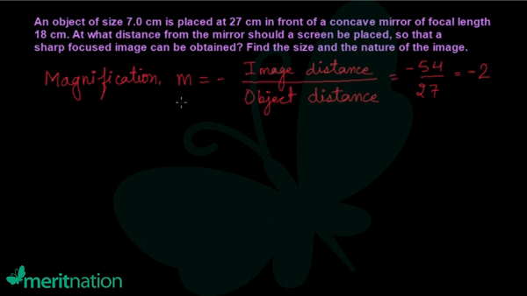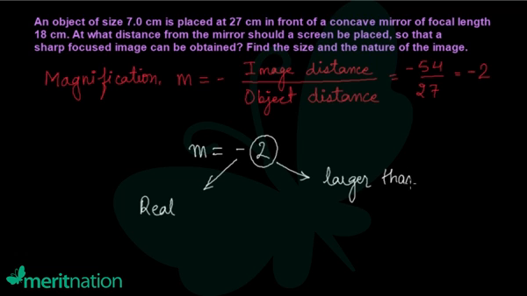We know that magnification is nothing but image distance upon object distance, with a minus sign. So from here I get a magnification of -2. What does this mean? It has two implications. First is the implication of this negative sign. The negative sign tells me that the image is real. And the number 2 tells me that the image is larger than the object.